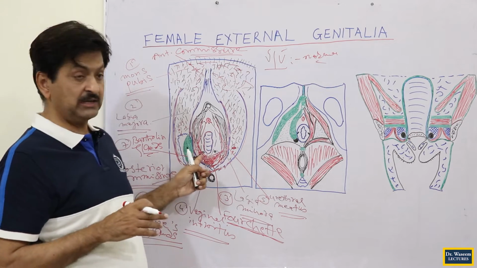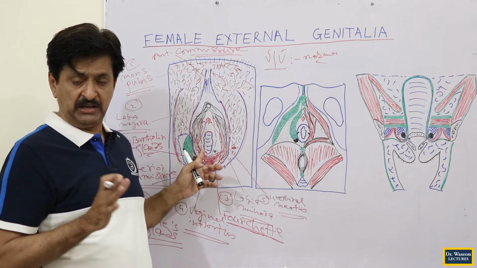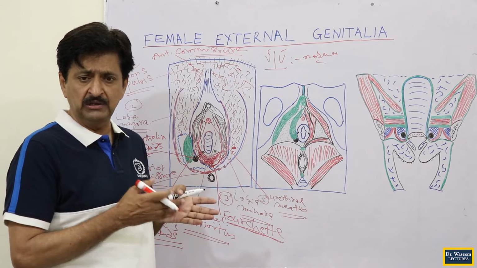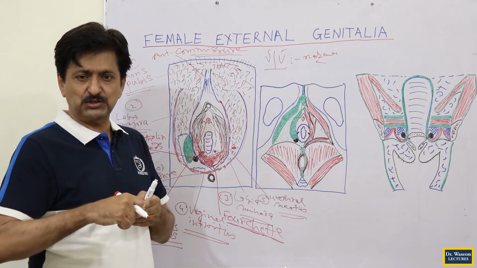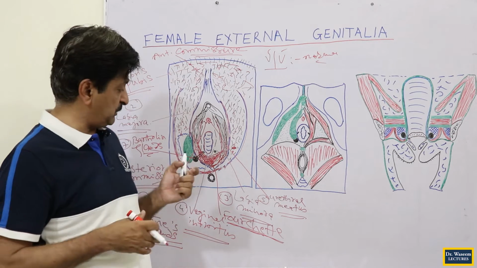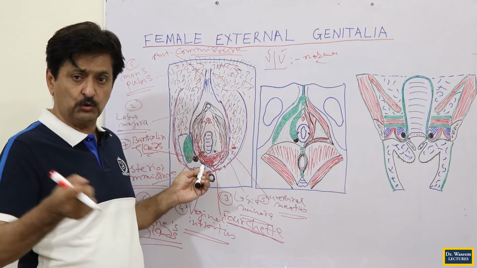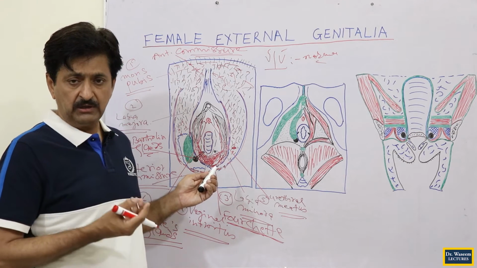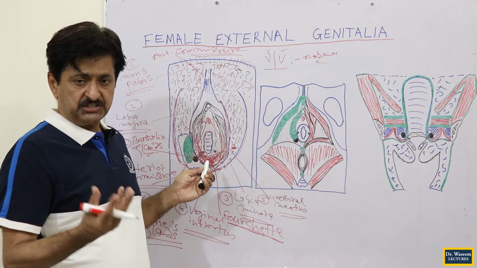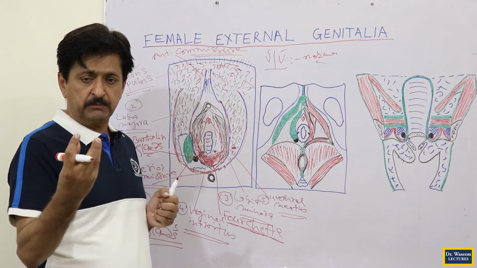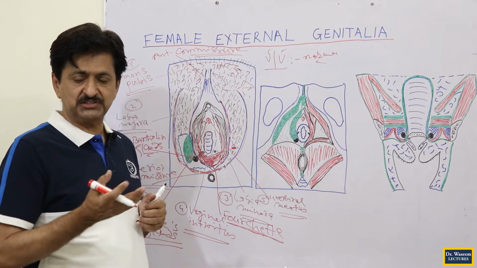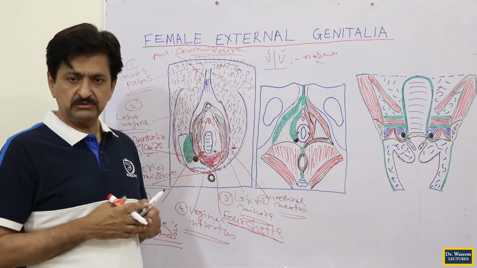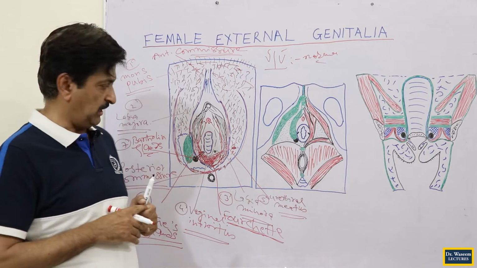When the duct is closed due to some infection or unhygienic condition, this leads to inflammation or infection. The duct gets closed, and the greater vestibular gland becomes inflamed and infected, and the secretion is trapped inside and becomes like a cyst here. That cyst is called the Bartholin cyst. So Bartholinitis can give rise to the Bartholin cyst.